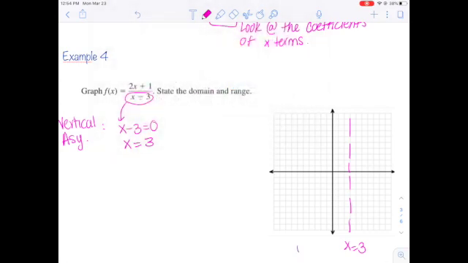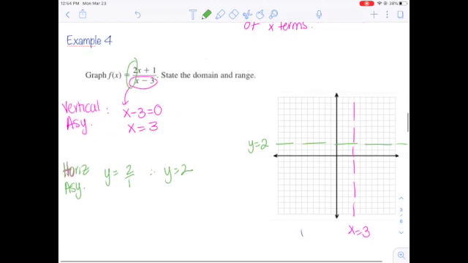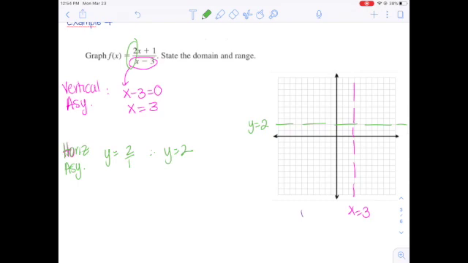And then to get my horizontal asymptote, I'll go in green. Horizontal asymptote, I'm going to look at the coefficients of my x terms. So y is equal to 2 over 1, which therefore is just y is equal to 2. So y is equal to 2 is your horizontal. So you pretty much have the framework at this point to graph your function. Now you just have to figure out where your branches are.